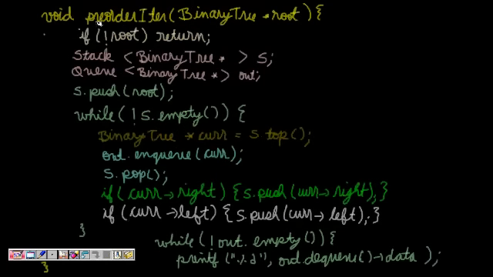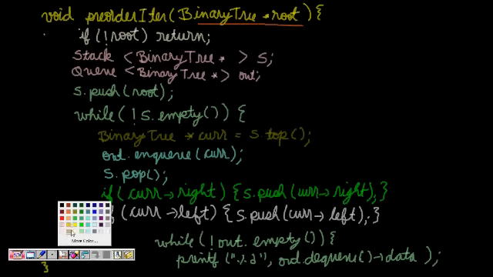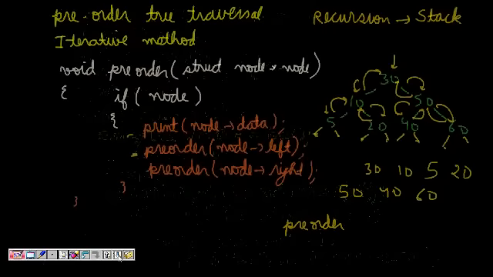So now let's try to see the code. This is the code here, void pre-order iterative, and we pass the binary tree root. So what happens is, if root is null, there should be nothing printed, I just return. If root is not null, I make a stack of binary trees S and a queue where I will store all the output. So first thing I do is I push the root to it, kind of initialization.